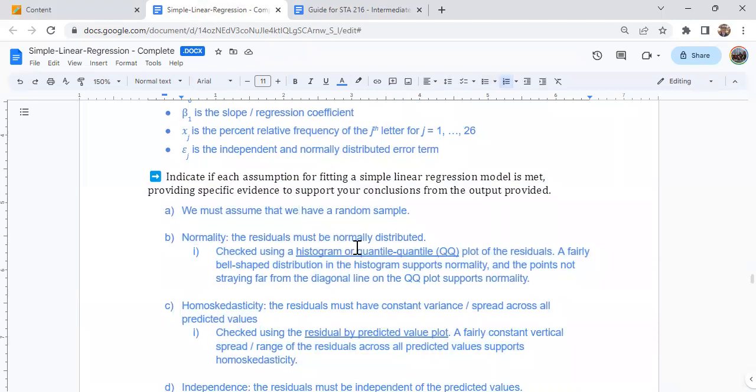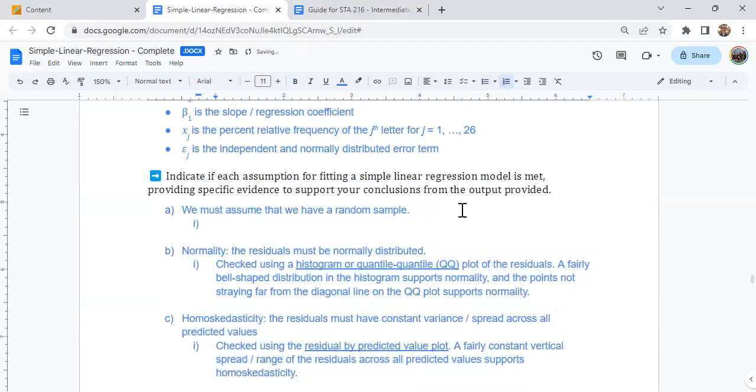So we must assume we have a random sample. This data set's a little bit strange because we have all those Scrabble letters, which is kind of like a, well, it's not kind of, we would call it a census, I guess. Like we have data on the whole population here. This is every letter in Scrabble. So yeah, we don't really need to worry about the random sample assumption. So that assumption is met.